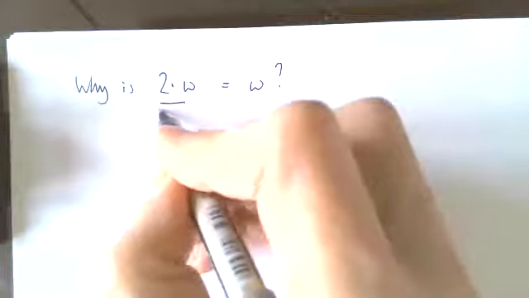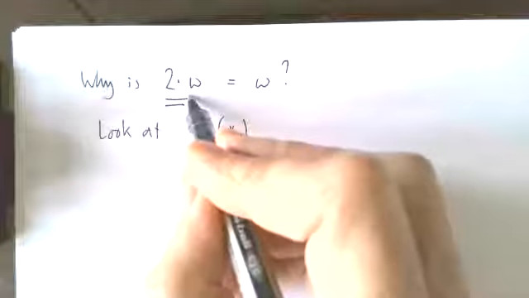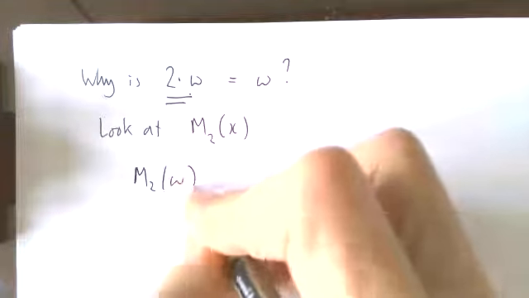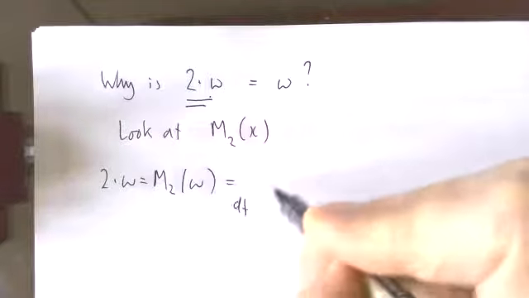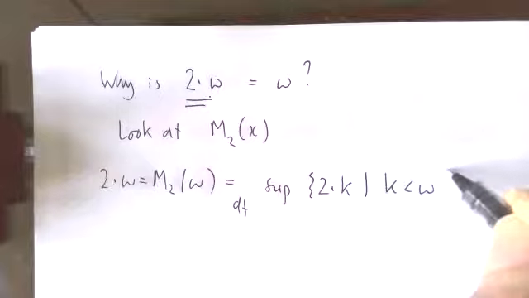So a simpler one to dispose of is why is 2 times omega equal to omega? Well, you look here at the definition of multiplication. What it means to multiply something by 2 here. And this is the case of multiplying a limit ordinal by 2. So the question is what is this? This is by definition the supremum of the 2 times k's for k less than omega.